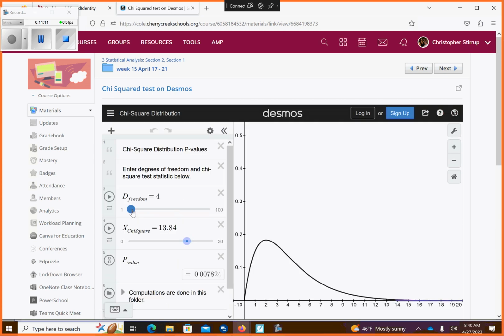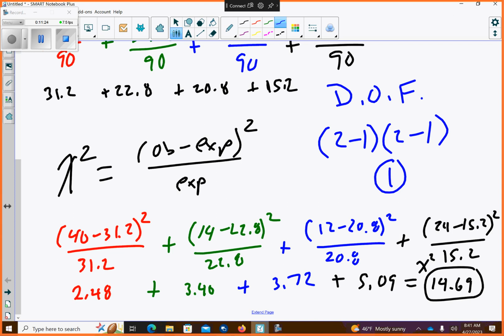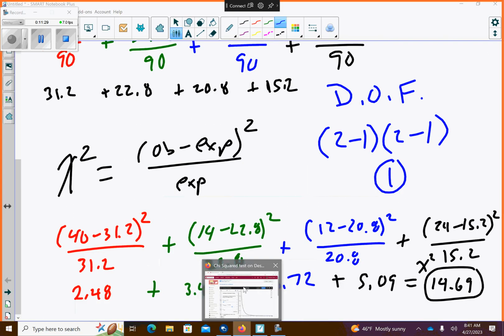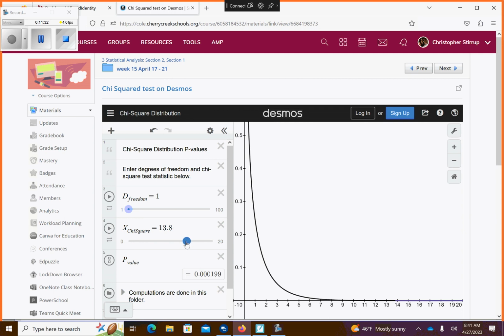All right, degrees of freedom 1. If I change this to degrees of freedom 1, notice it looks like a natural log curve, a negative natural log curve. And then we said our chi-squared value was 14.69, so I think 14.7 will work. There we go. All right, so we get a p-value of 0.30126.